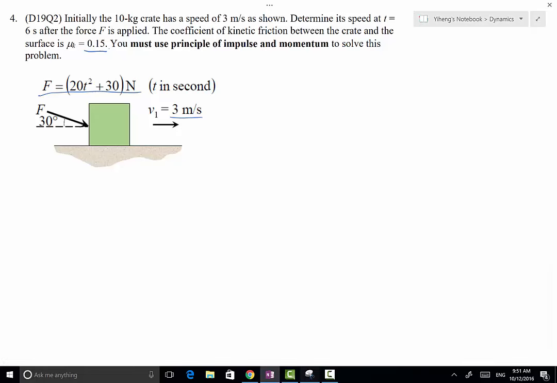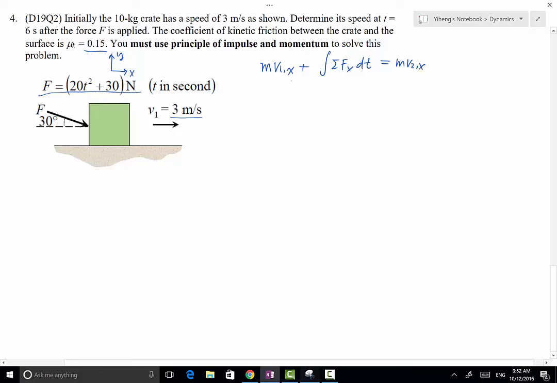Again, we can use Newton's second law coupled with kinematics to solve this problem, but in this case, we are going to use the principle of linear impulse and momentum. So if this is our conventional x and y direction, then along the x direction, linear momentum mv1x plus the integration of the total force along the x direction integrated with respect to time equals mv2x.